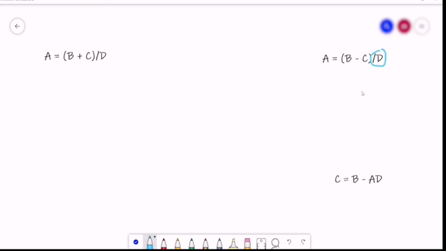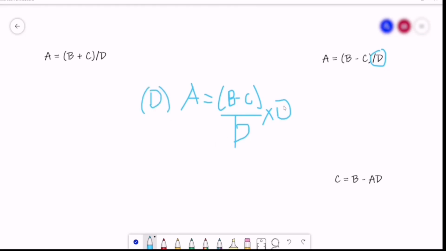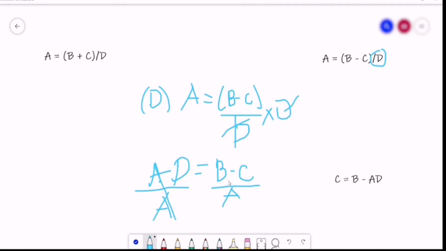Next is when D is missing. So when D is missing, same thing, we still have to eliminate that denominator. We have A equals the quantity of B minus C all over D, times D, and multiply here also. Then we eliminate the denominator. We have here AD equals B minus C. Since we have D on this left side, we're going to have to eliminate A here, since we have a formula wherein both B and C are all over A. So the formula would then be D equals the quantity of B minus C all over A.